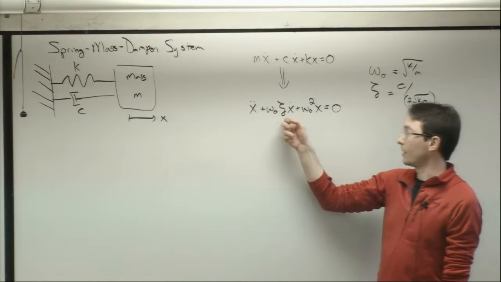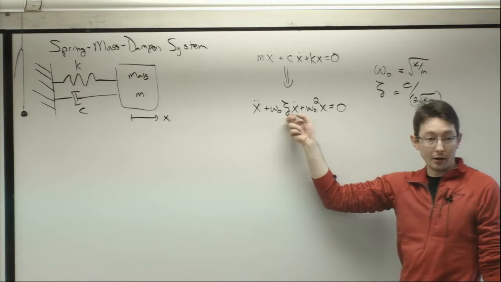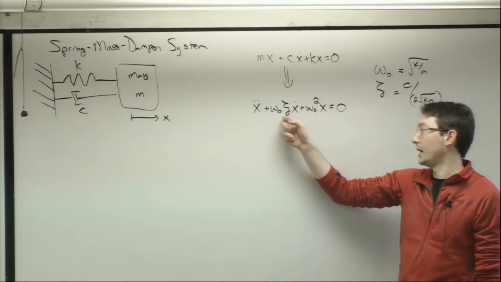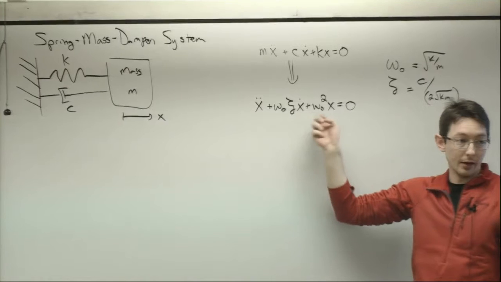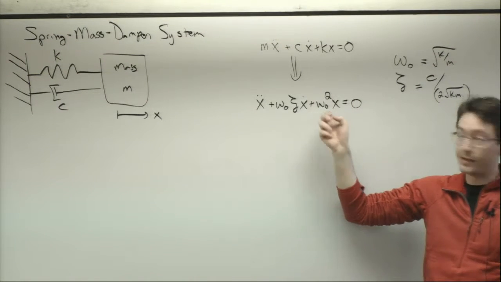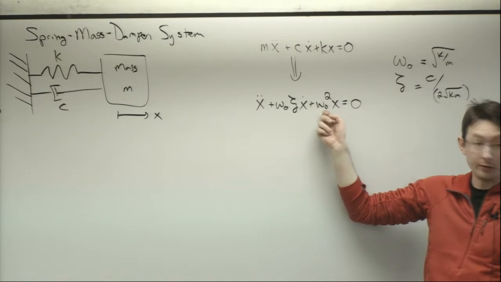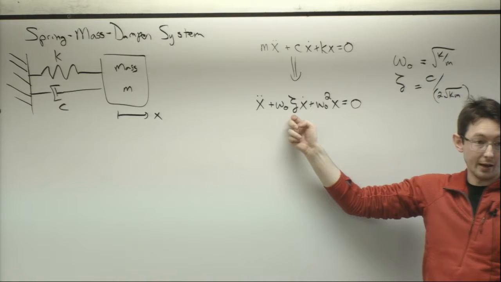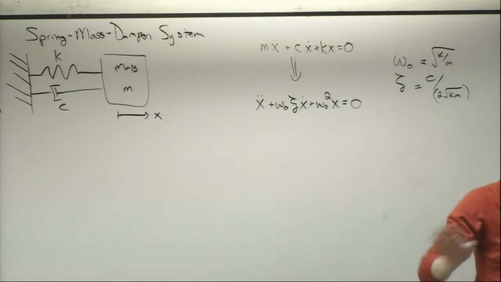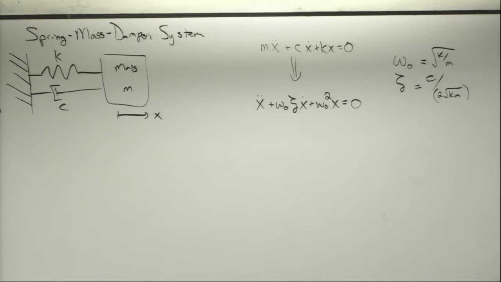If you like to think about this in terms of the eigenvalues of the characteristic equation, zeta would relate to the real part of the eigenvalue, and omega naught to the imaginary part. This is how fast the sines and cosines move, and this is how much exponential decay I have. Okay, so just a review. We've done this example before in 564, but now I'm going to show you that you can solve this really easily using Laplace transforms.